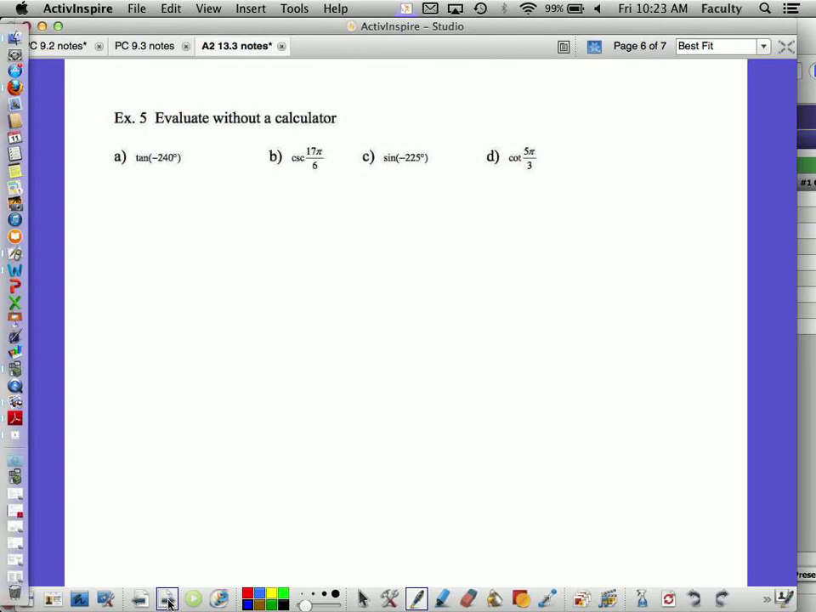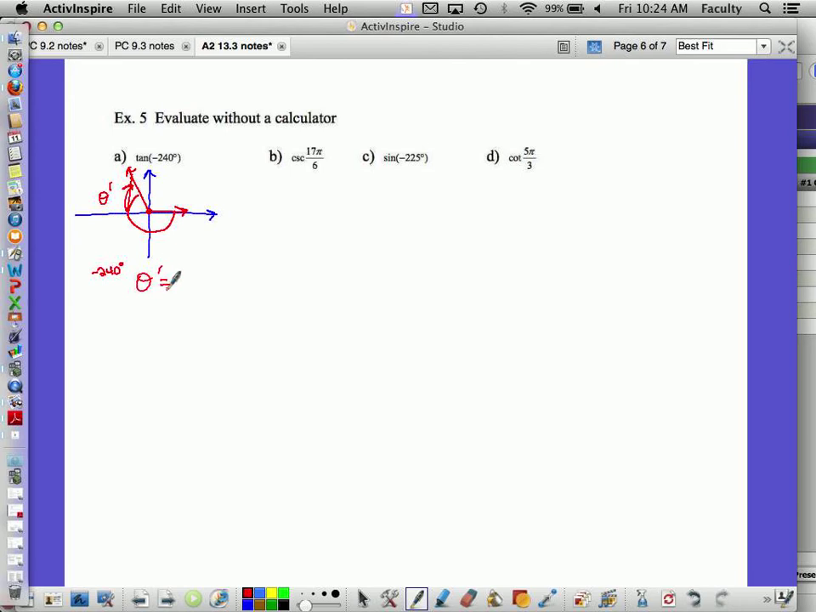All right, so step 1 says we need to sketch the angle and find theta prime. So we're going to start with negative 240 degrees. I'm going to start in standard position, and I start rotating clockwise because it's negative. So that's negative 90, negative 180, and it's not going to go all the way to 270, okay? So there's negative 240 degrees. But my reference angle is from the terminal side to the x-axis.